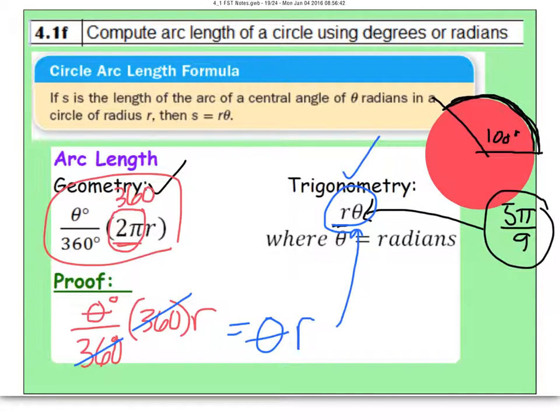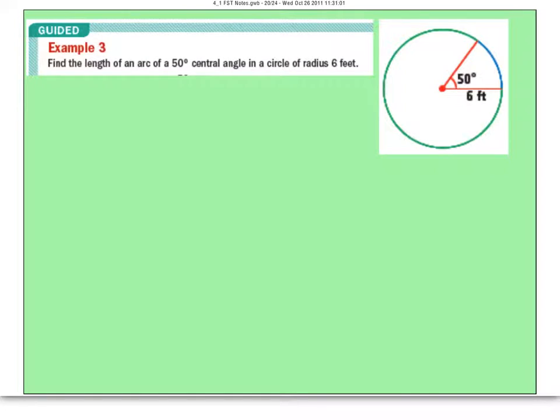So all you need to know is there's a trig formula we can use if we have the pieces of pi. There's a geometry formula we can use if we have the degrees. So what if they gave us this example?